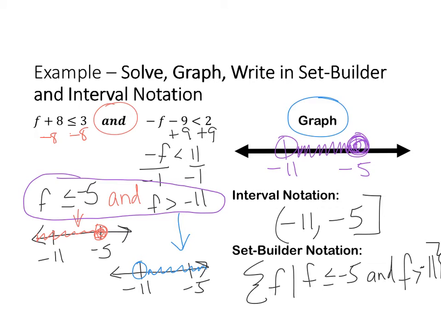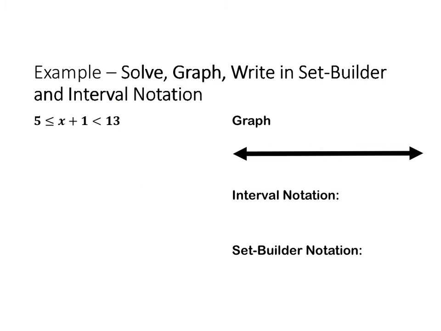Alright, are you ready for the next example? Because here we go. Alright, this example may mess with you a little bit. This is actually an and compound inequality. Whenever you see three chunks, three pieces together like it is here, and your inequalities are both pointing to the left, this is a compound inequality.